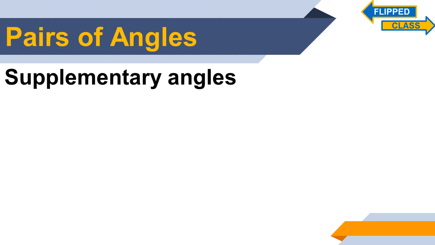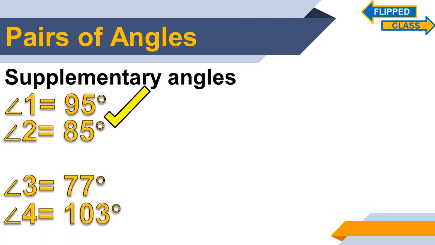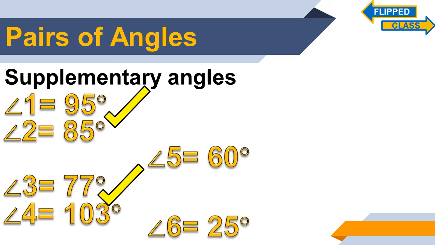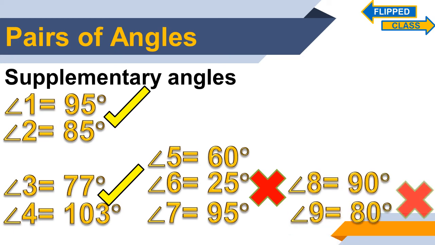Supplementary angles, on the other hand, just like 1 and 2, and also angles 3 and 4, are considered as supplementary angles. However, angles 5, 6, and 7 are non-supplementary angles, as well as angles 8 and 9. Similarly, in 20 seconds, define supplementary angles for me. You may start. Go.